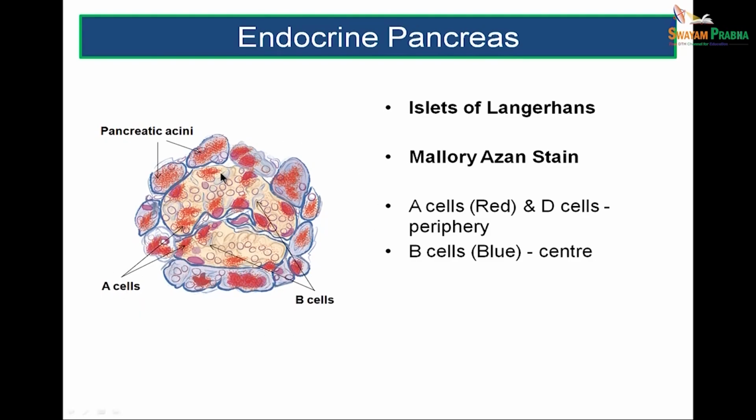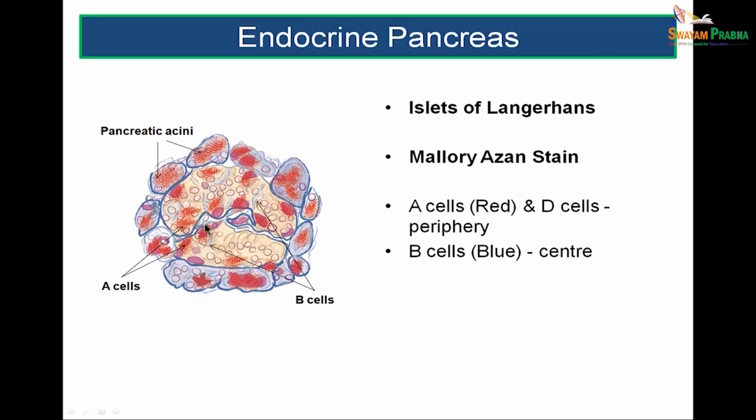Let's look at an islet of Langerhans. Now, this is the islet of Langerhans with a special stain called Mallory-Azan stain. This staining is done to identify the types of cells from each other. The red cells that you see here, these are the alpha cells which secrete glucagon. And in between you can see some bluish colored cells. These are the beta cells, more centrally placed, which secrete insulin. The D cells are also peripherally located and the other fewer cells cannot be identified individually.